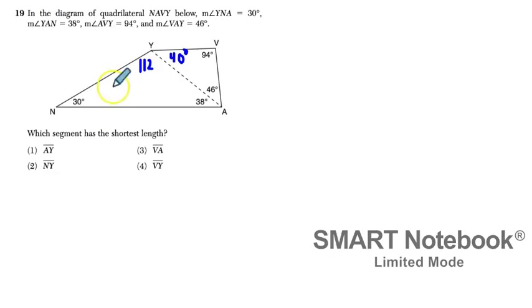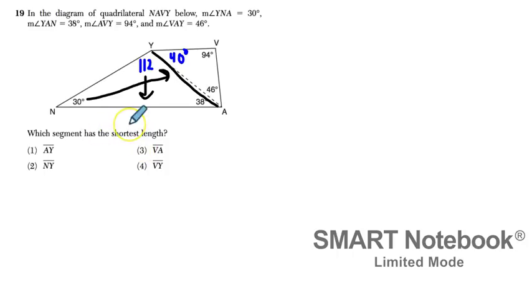What theorem this is using is the fact that in any triangle, the longest side is always going to be across from the biggest angle, and the smallest side will be across from the smallest angle. So in triangle YNA, this side is the biggest side because it's across from the biggest angle, and this side is the smallest side because it's across from the smallest angle.